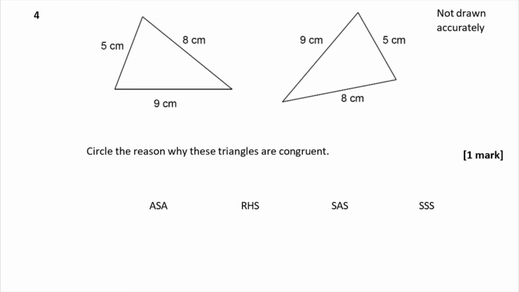Question 4, circle the reason why these triangles are congruent. Well, let's have a look at the triangles. I've got a side length 5 here. That matches with one on this side of 5. I've got a length of 8 here. That matches with this one. And I've got a length 9, and that matches with that one. So basically, all the sides match up, don't they? Okay, all three sides of these two triangles are equal, making them congruent. And the rule then is side, side, side.